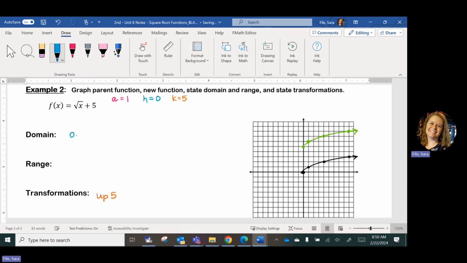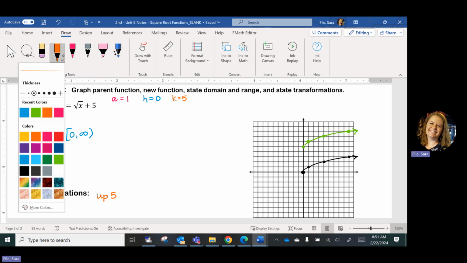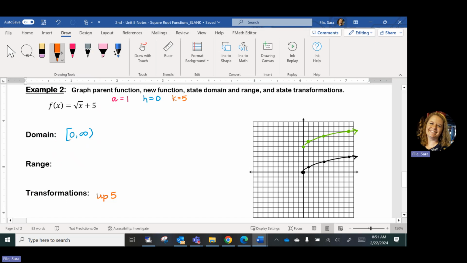Left to right, it had no transformation. So the domain didn't change, and because it didn't reflect or anything either, domain is still 0 to infinity. What about the range? What's the lowest y value now? 5. It shifted up 5. So the new low point is 5. So my range did change.